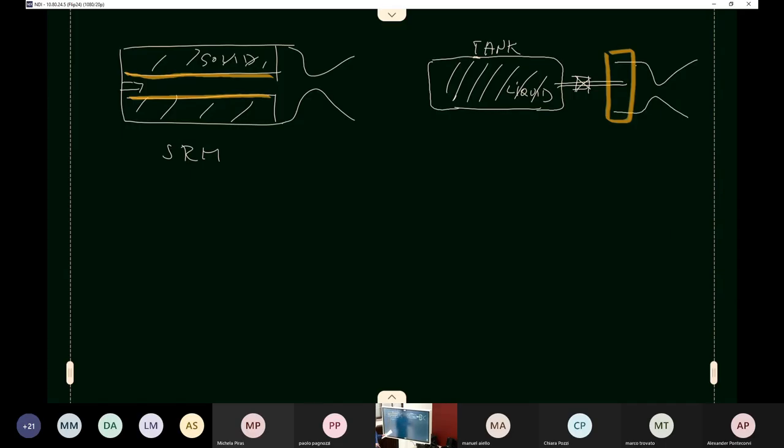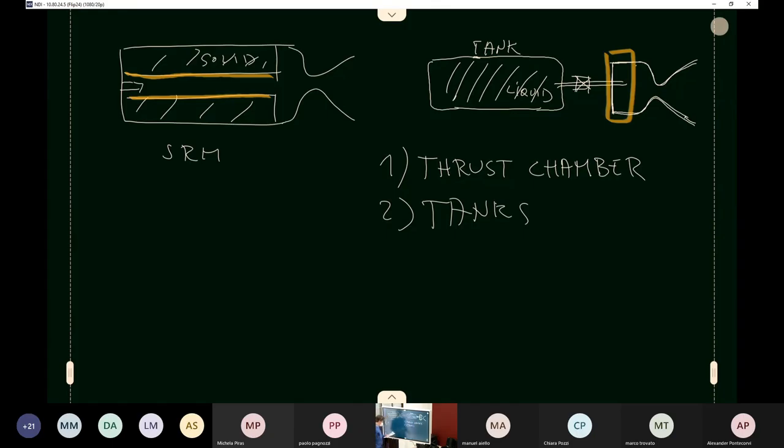And we define the different parts. The thrust chamber is the core of our engine, where the propellants are burned and expanded to get our exhaust speed. So there is a head here, and this will be called the thrust chamber. We will discuss this in detail. Then we have our tanks to store propellants, and we have a feed mechanism to force liquids into the thrust chamber.